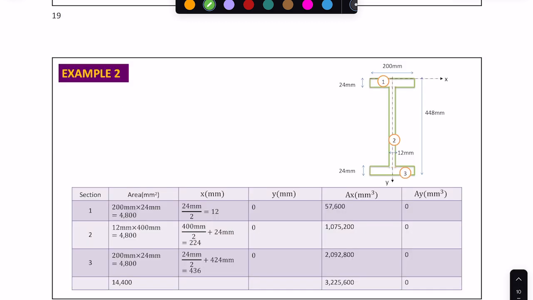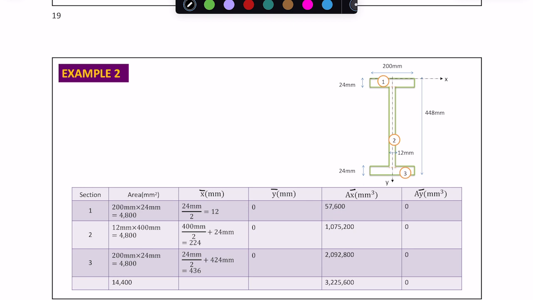The first thing that you have to do to solve this kind of question, when it asks you to get the Ix or Iy to the centroid, is you need to know where the centroid of the section is, similar to example number 1. Therefore, this is the calculation for the centroid to get the x bar and y bar.